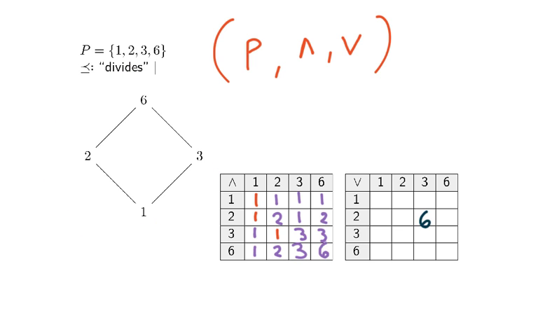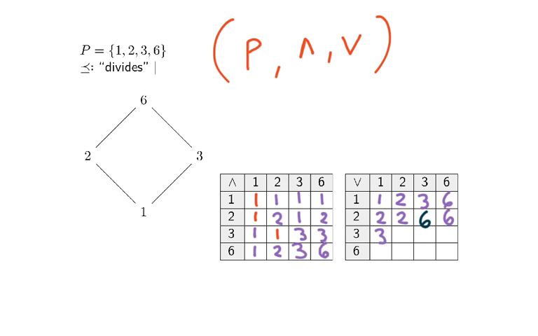So for instance, between 1 and 1 will be 1, between 1 and 2 will be 2, between 1 and 3 is 3, 1 and 6 is 6. See that every time a 1 appears, the least common multiple is going to be the other one. Between 2 and 1 is going to be 2. Between 2 and 2 is 2. Between 2 and 6 is 6. Between 3 and 1 is 3.